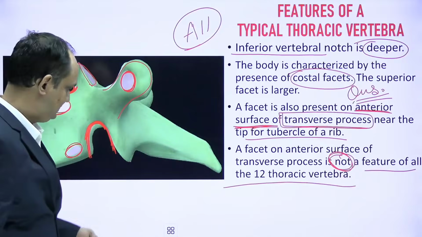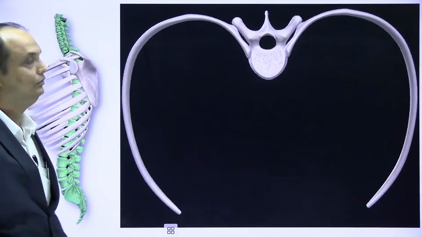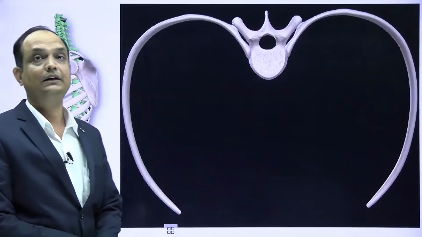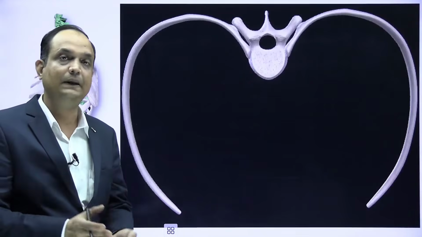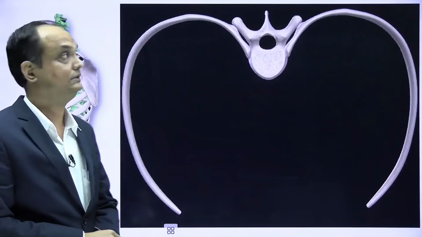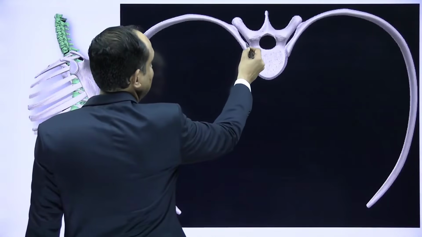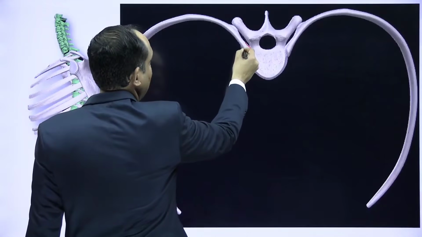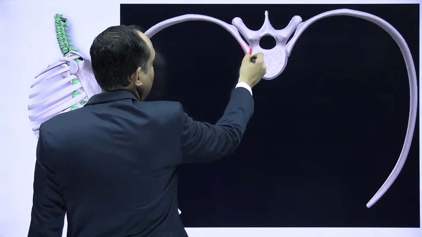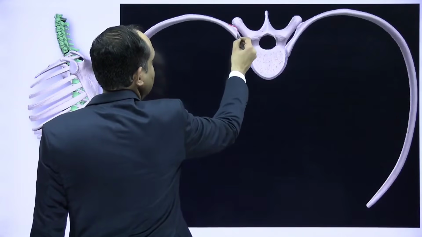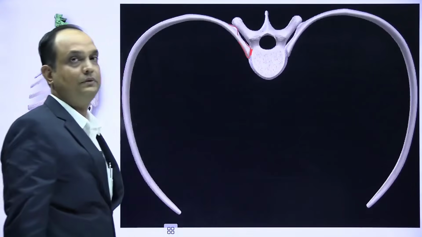That we will discuss in the coming slide. Now here you have to first keep this thing in mind, that how the typical rib articulates with a typical thoracic vertebra. So here you can see that this is the point of articulation with the body, and this is the point of articulation with the transverse process.